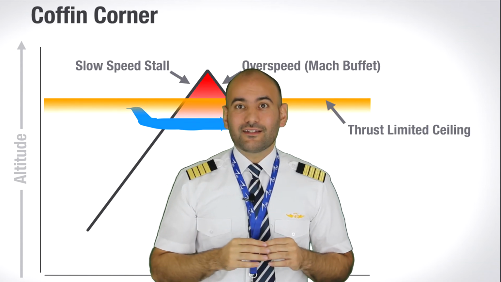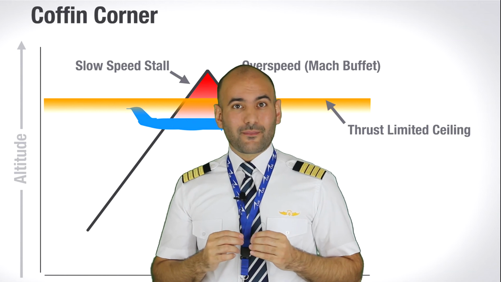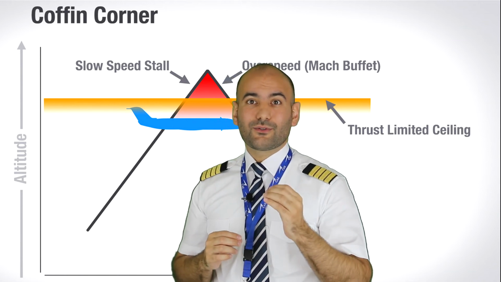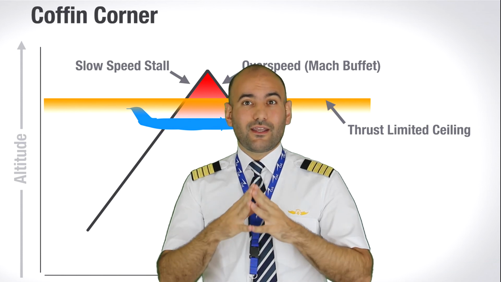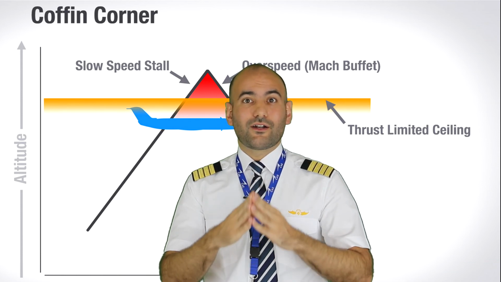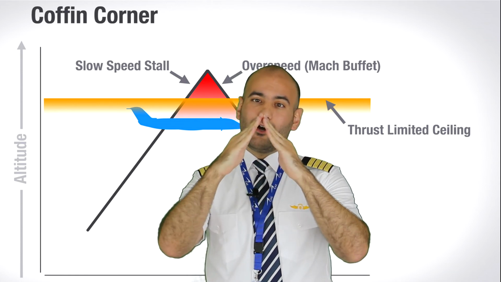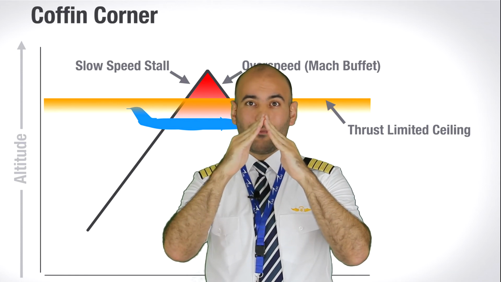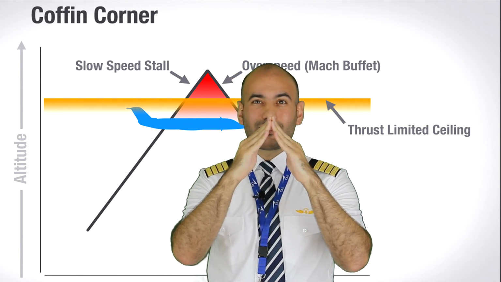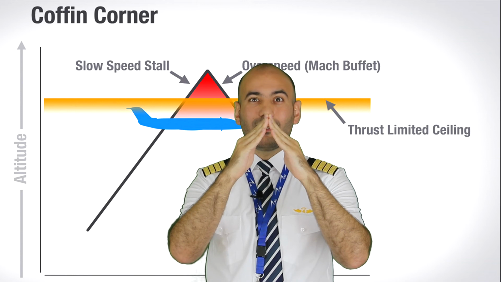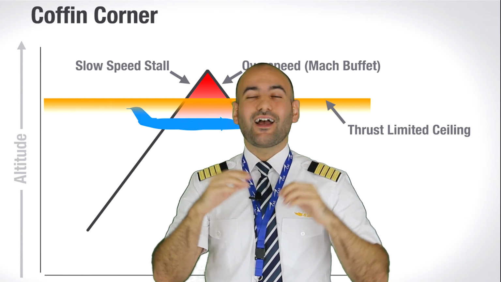In the event that turbulence is encountered or forecast, the cruising altitude should be reduced to ensure the buffet margins are not compromised. I mean, you are right here on the top, on the Coffin Corner. If you increase or reduce the speed, you will cross the limitation. So, in turbulence, it's better you reduce your altitude, increase the margin, and fly safer.